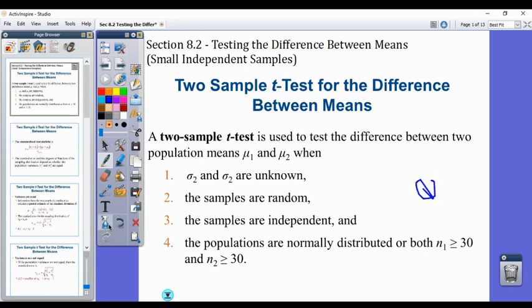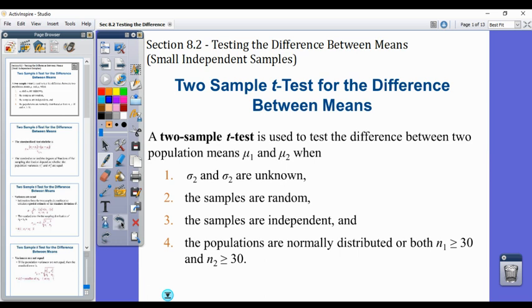Okay, so this is section 8.2, testing the difference between your means for small independent samples. In this section, we are going to be doing the t-test with 2 samples, okay?